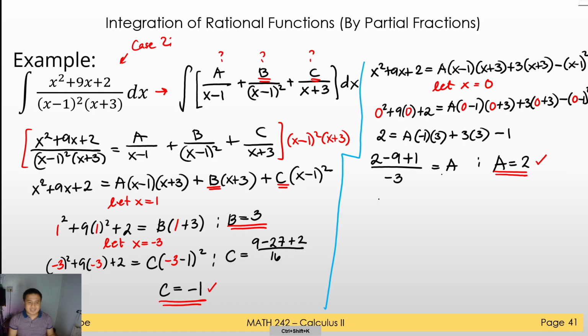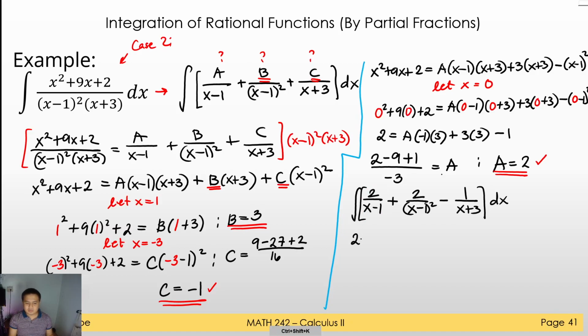Okay, sorry. So the final answer should be, when we substitute this first. So substituting this, we have the integral of a. So we have 2 over x minus 1, and then plus b. So b here is 2. So we have 2 over x minus 1 squared. And then plus c. So c is negative 1. So this will become negative, and then x plus 3. And then don't forget the dx. Okay.